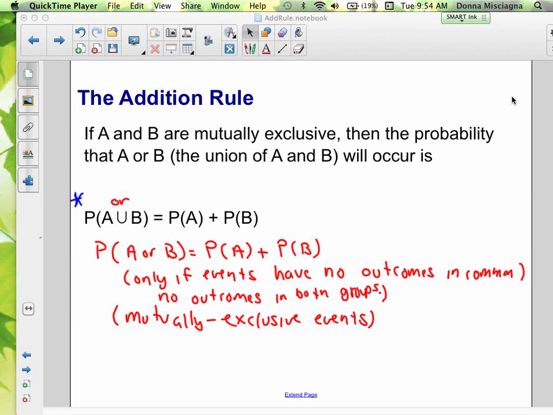So the probability of A or B is the probability of A plus the probability of B only if the events have no outcomes in common. There's no outcomes in both groups. They are mutually exclusive events. And you can just put that right underneath where this is in your notes.